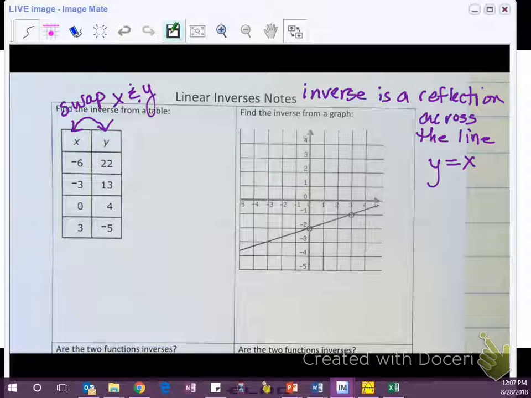So the inverse of this function then is just going to be 22, negative 6, 13, negative 3, 4, 0, and negative 5, 3. Do not change the signs. Do not change the signs of anything. Only swap them.